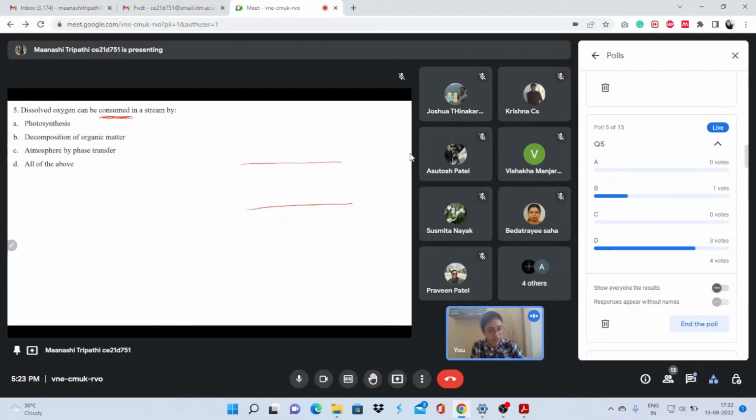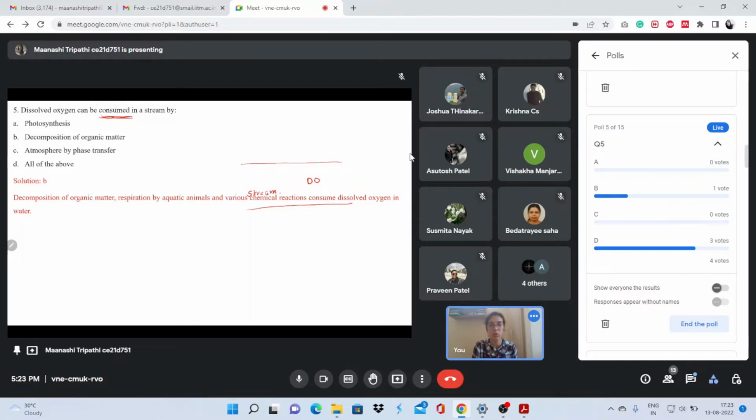This is a stream. Here we have some dissolved oxygen. So how is this dissolved oxygen consumed? Okay, let's see the answer. So the solution is B, decomposition of organic matter.